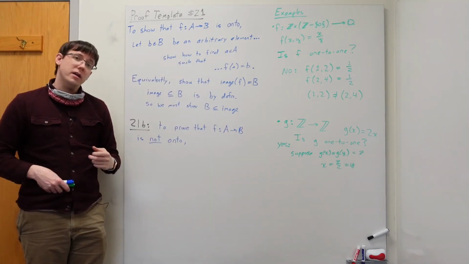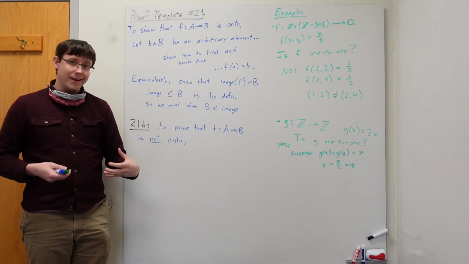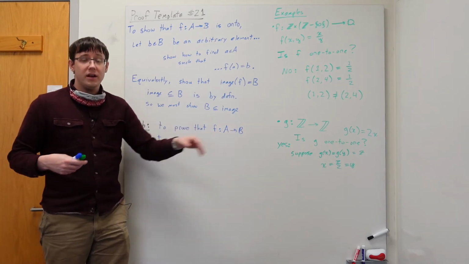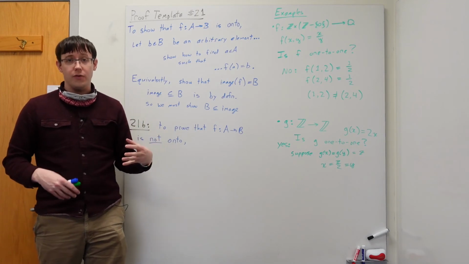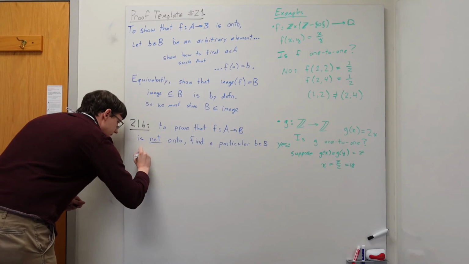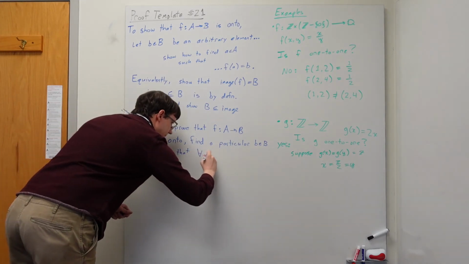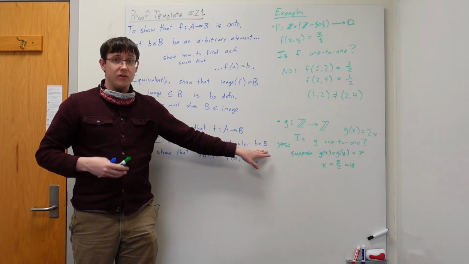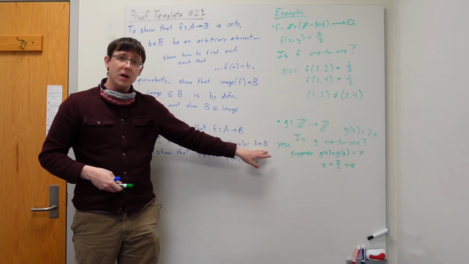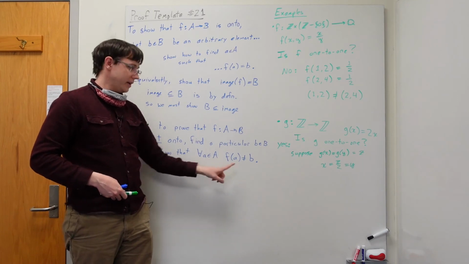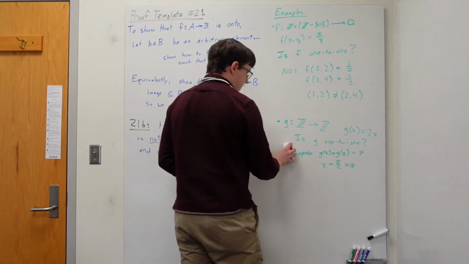On the other hand, if we want to show that a function is not onto, then we need to find some element of b that is never the output of the function. So to prove that the element is never an output of the mapping, we have to prove that for every element of the input set, it doesn't map to b.